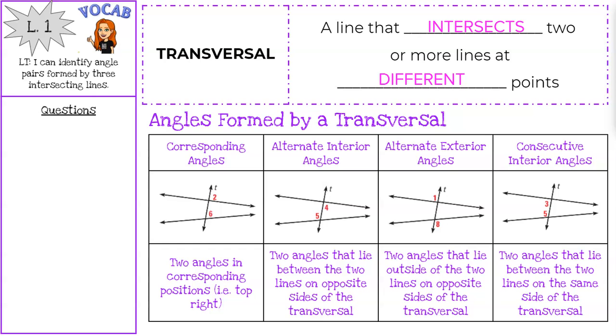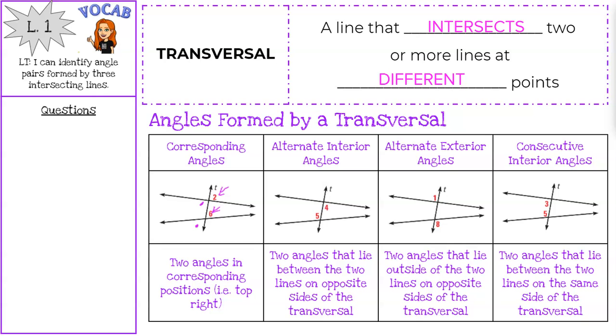Corresponding angles are two angles in corresponding locations, like the top right, as these angles are in the top right of both lines. Or we could have the bottom left, corresponding locations.